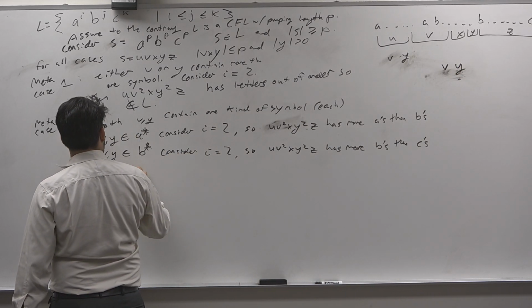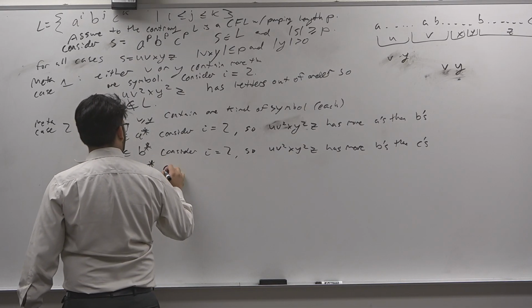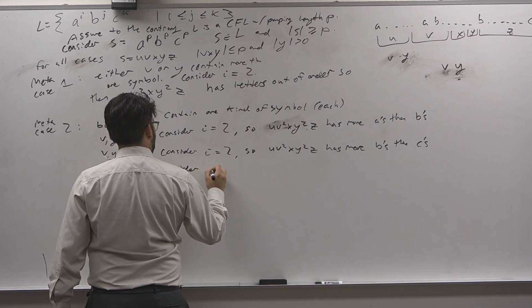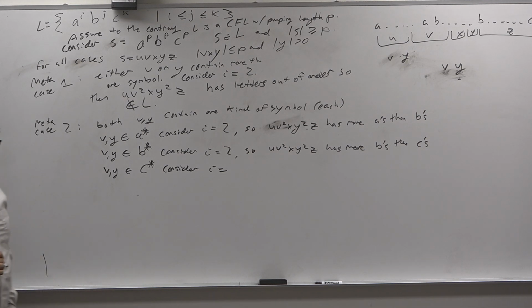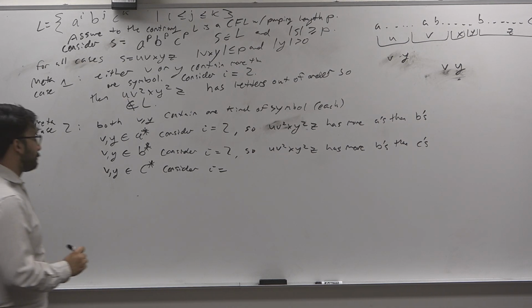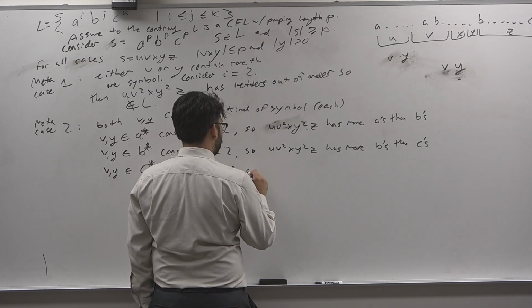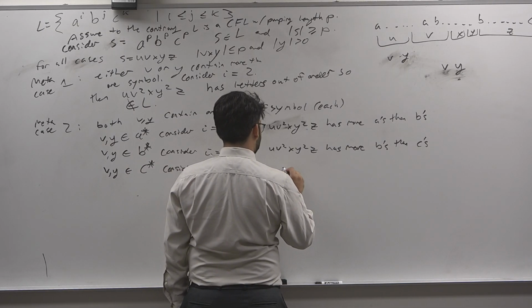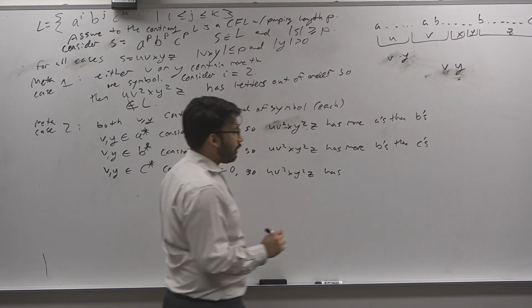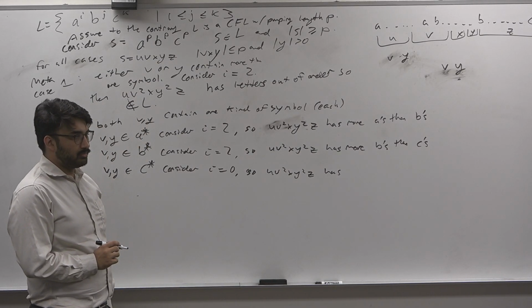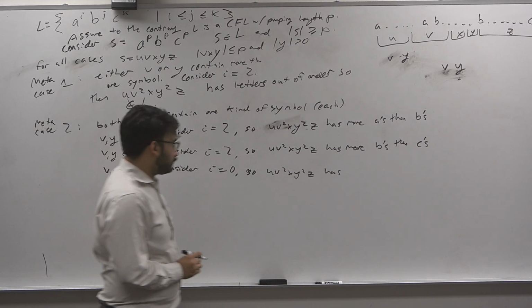Subcase 3, v and y are all C's. Consider i is equal to what? 0. Yeah. So uv^0xy^0z has what problem? Fewer C's than B's.